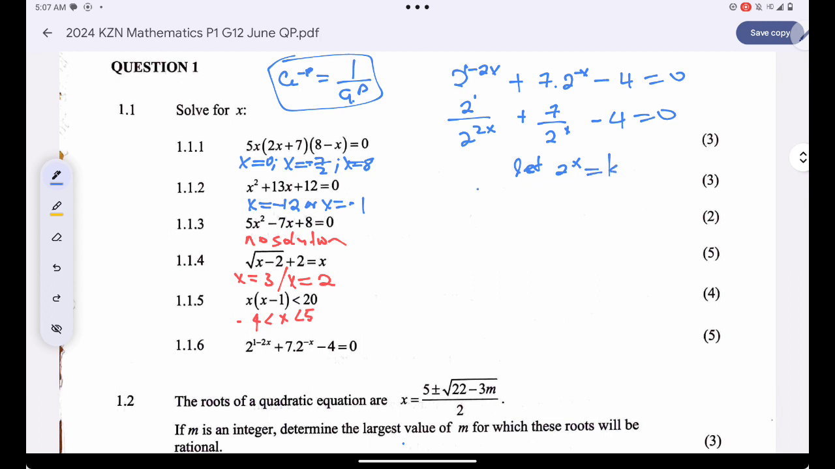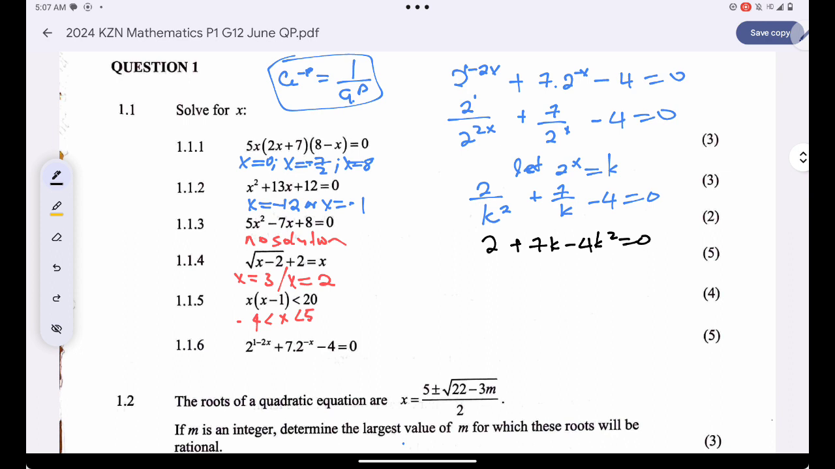All right, together. Then we'll have 2 over, this will be k squared because we have 2 to the power 2x, plus 7 over k minus 4 is equal to 0. All right, together. Our LCD is k squared. If you multiply everything by the LCD, which is k squared, I will be left with 2 plus 7k minus 4k squared is 0. All right, together.